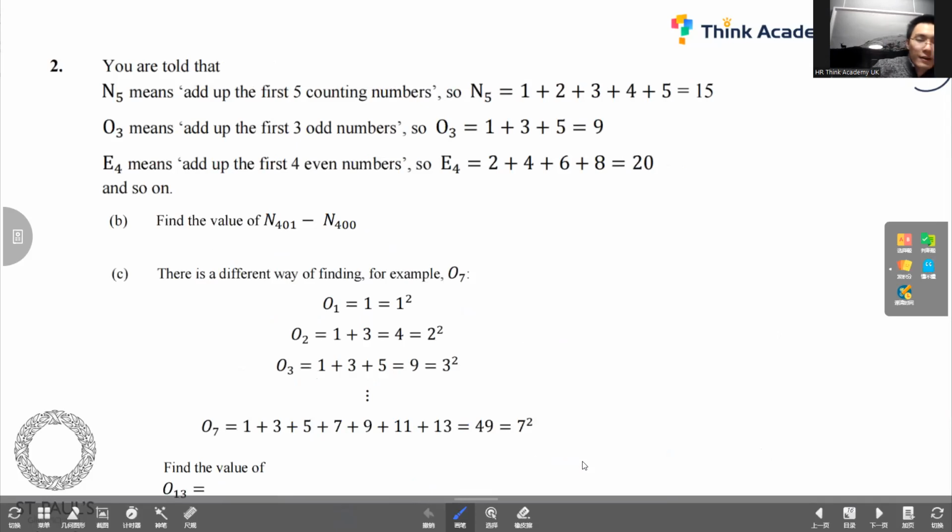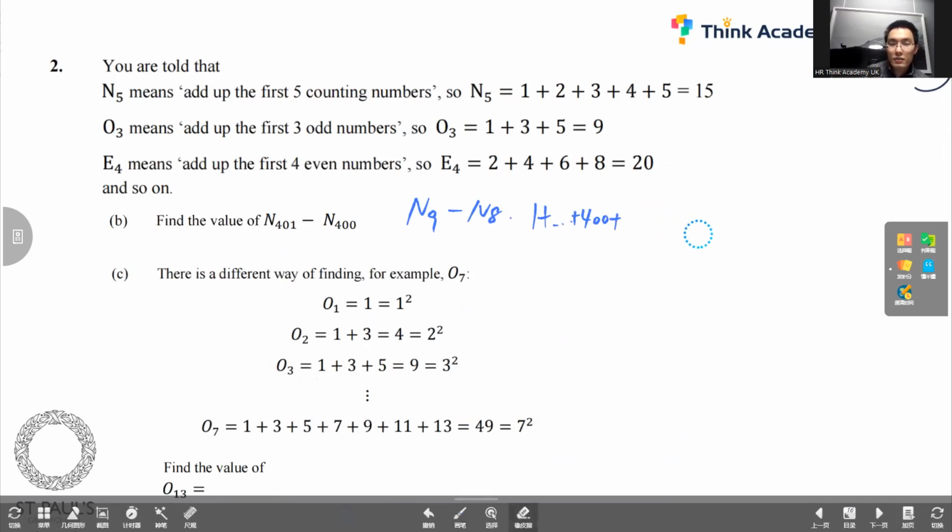So question B, find the value of N401 minus N400. It's basically the same thing, yeah? There is no difference between finding N401 minus N400 and N9 minus N8. You see? N400 is 1 plus all the way to 400. And N401 is 1 plus all the way to 400 plus a 401.